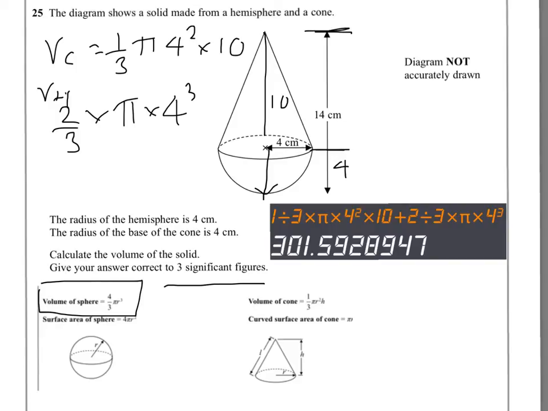If you look at what I've done, I've got 1 divided by 3 for the third, times pi, times 4 squared times 10, that's the bit here. Then I add on to it 2/3, 2 divided by 3 times pi times 4 to the power 3. Comes to 301.59. Answer needs to be 3 significant figures, so the answer we're looking for then is 302, and it's in centimetres cubed. There's your answer.